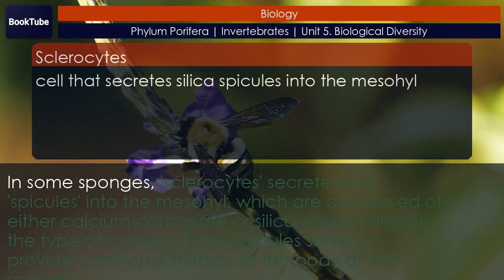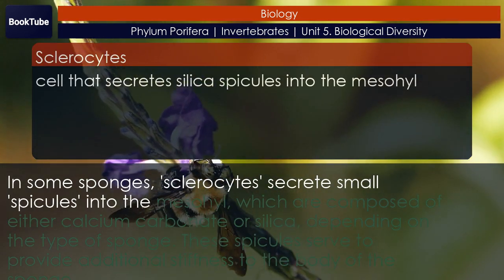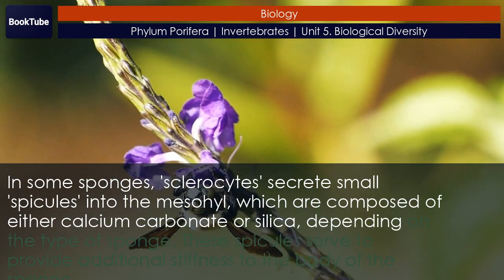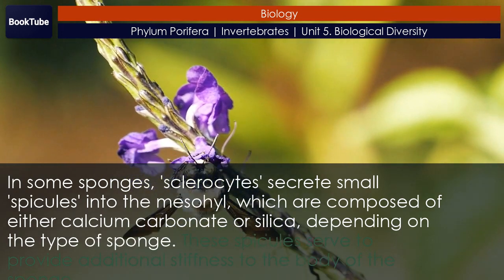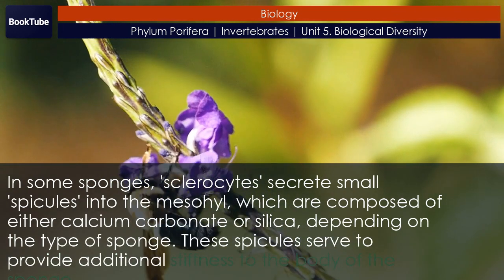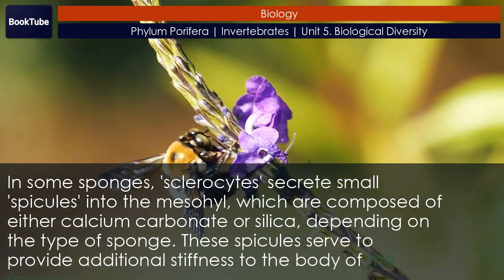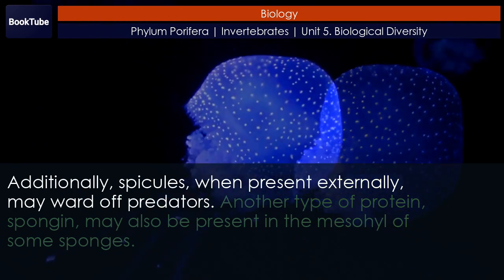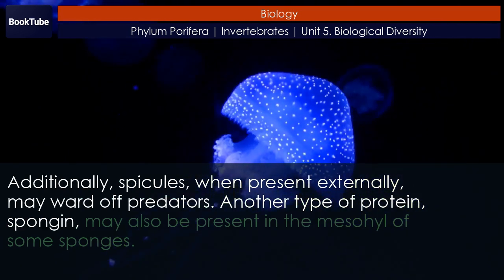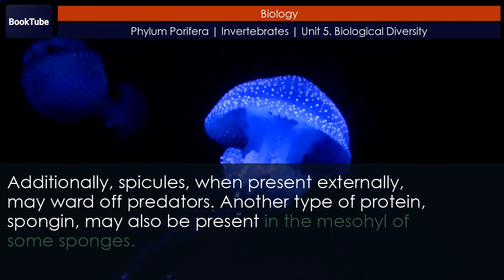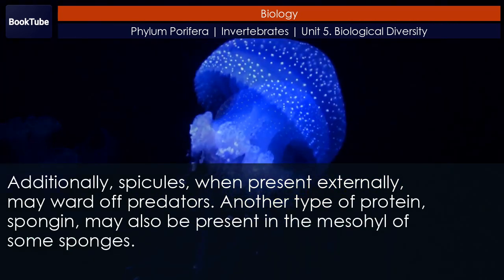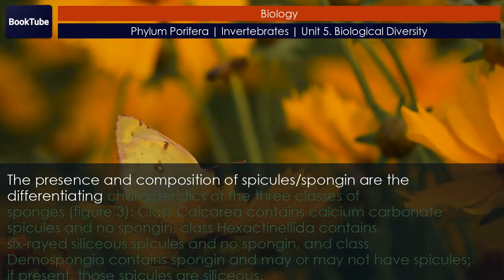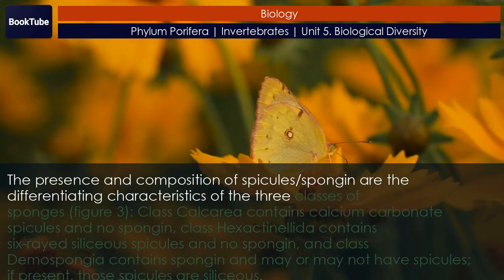In some sponges, sclerocytes secrete small spicules into the mesohyl, which are composed of either calcium carbonate or silica, depending on the type of sponge. These spicules serve to provide additional stiffness to the body of the sponge. Additionally, spicules, when present externally, may ward off predators. Another type of protein, spongin, may also be present in the mesohyl of some sponges. The presence and composition of spicules and spongin are the differentiating characteristics of the three classes of sponges.